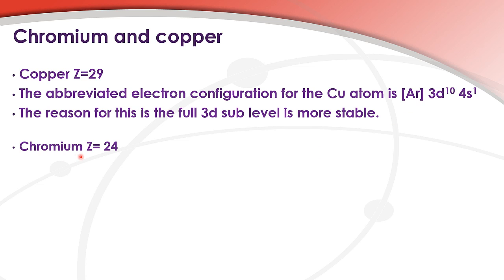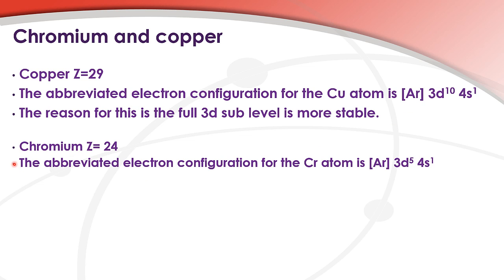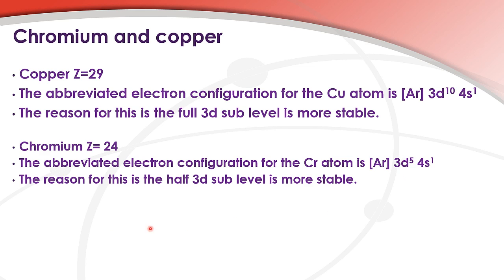Next is chromium, atomic number 24. The abbreviated electron configuration for the chromium atom is square brackets Ar, argon, 3d5, 4s1. So again, we have a half-filled 4s orbital, and we also have a half-filled 3d orbital too. And the reason for this exception is because the half-filled 3d sublevel is more stable. So these are two exceptions to the ordinary pattern of filling that we normally see, and these two have to be learned.